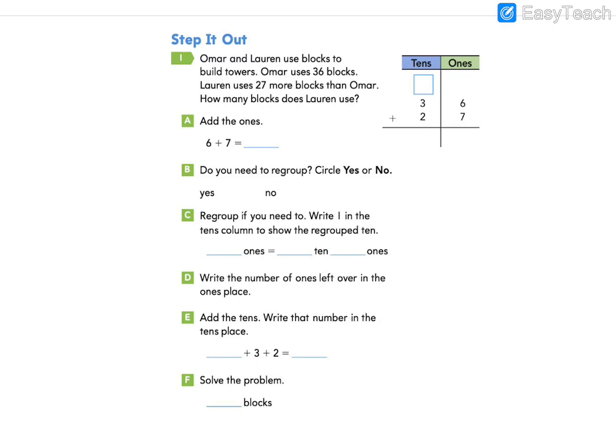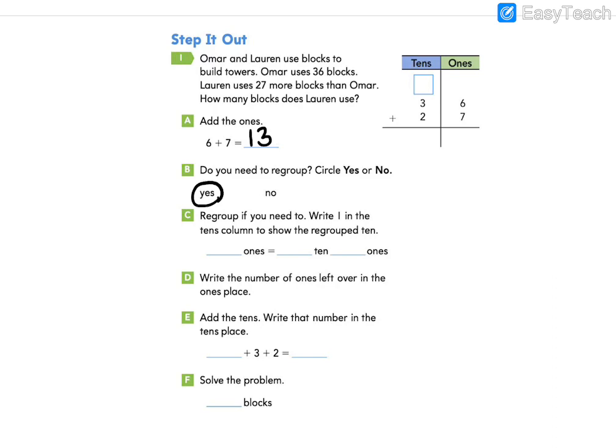I know that 6 plus 6 is 12. If 7 is 1 more than 6, then I know my answer is 1 more than 12, which is 13. Now let's look at this answer. Do we need to regroup? We have 13 ones. If you said yes, you're correct. We do need to regroup our 13 ones.